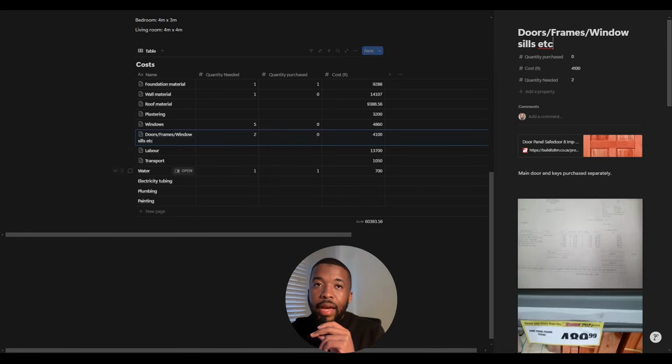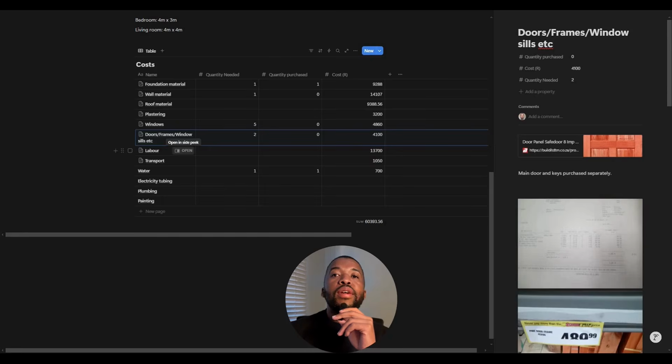And then when I look at the labor cost, based on negotiations and just talking to the guy and building relationships, nudge, nudge, wink, wink. I had to pay this guy 13,700 rands, but I didn't pay this money to him all at once. So at the end of the first phase, which was the foundation phase, that's where I paid him.